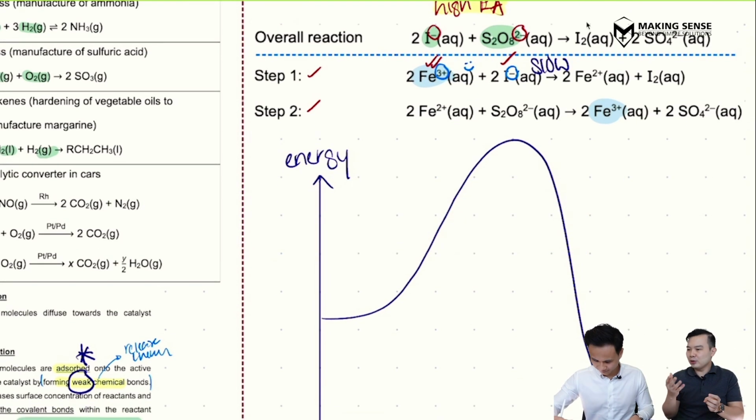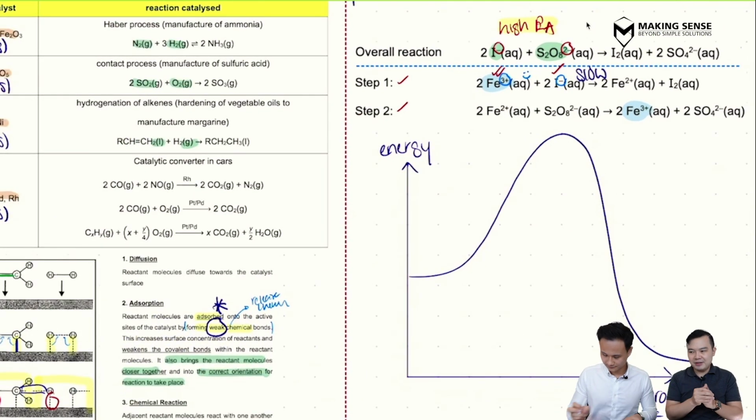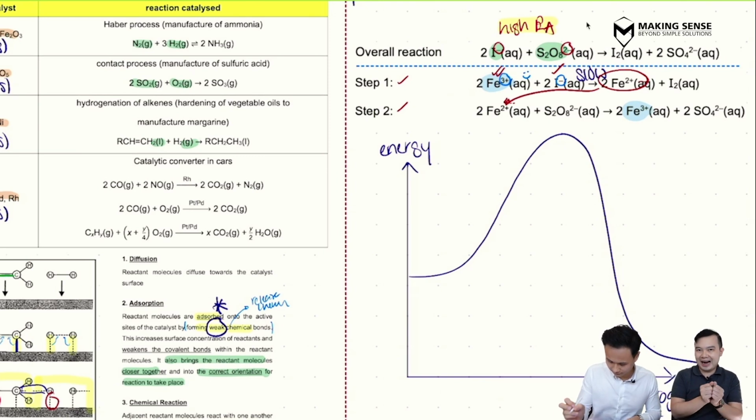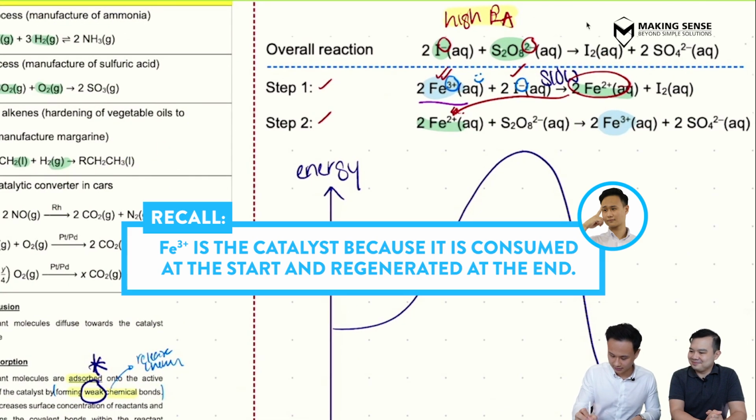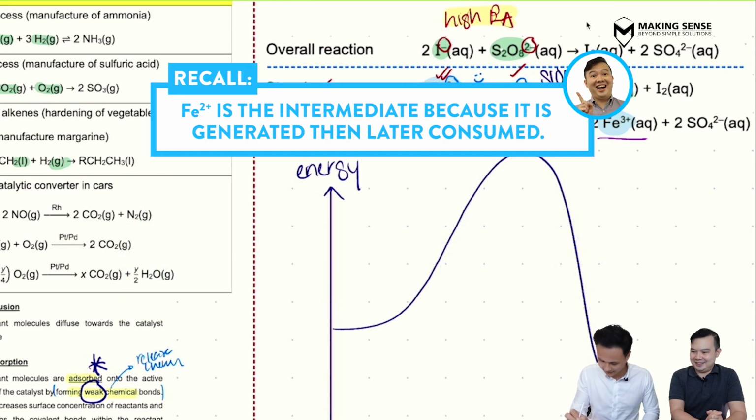Beautiful. Okay. Following which, in step 2, you generated an Fe2+. The Fe2+ will then react with peroxyl disulfate. Once again, this is a reaction that has oppositely charged ions. And of course, that is going to create attraction, which once again, the activation energy is going to be low. Okay. So again, just to remind you guys how a catalyst, right, consumed at the beginning, regenerated at the end, and the Fe2+, Mr. Leong, is your? Intermediates. Yeah, intermediate.